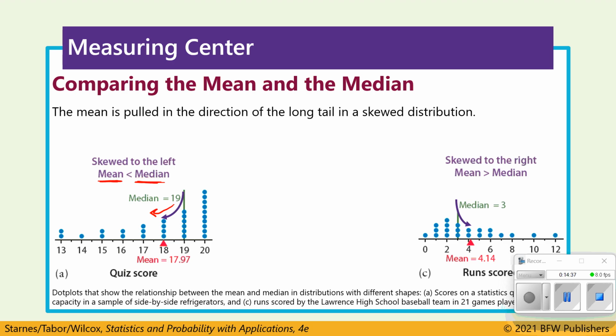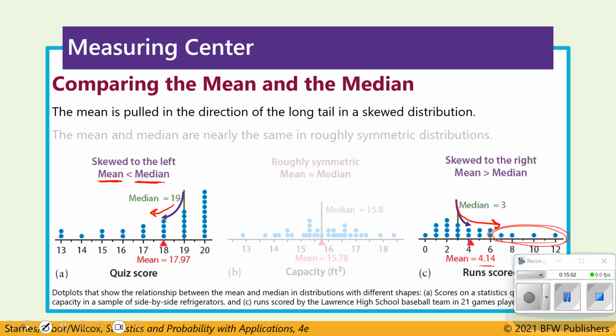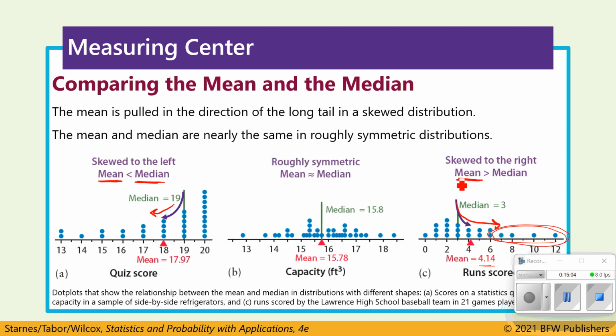All right, if we look at the skewed to the right, the tail again is on the right-hand side here. This example says the median is at 3 and the mean is at 4.14. So the mean is getting pulled to the right, so it's bigger than the median, but that doesn't necessarily represent all of our data. Again, it's getting pulled by the tail. Sorry, and the mean is going to be greater than the median on that one.